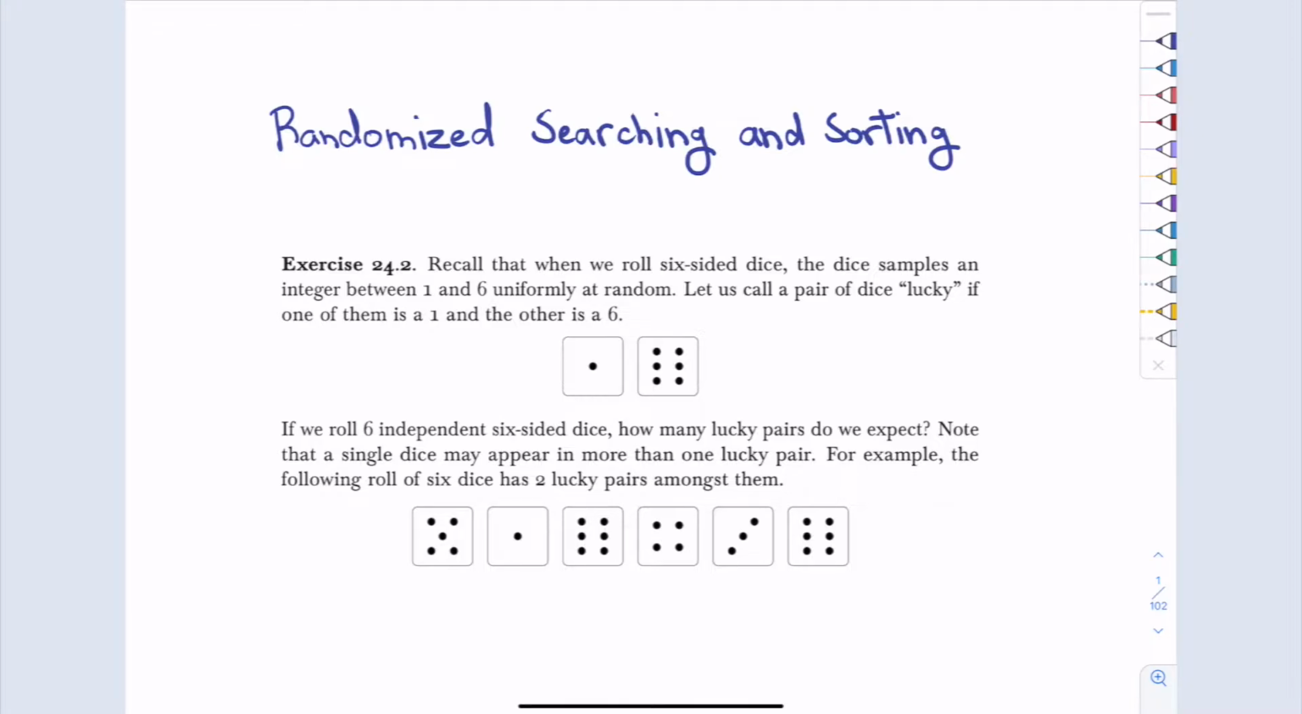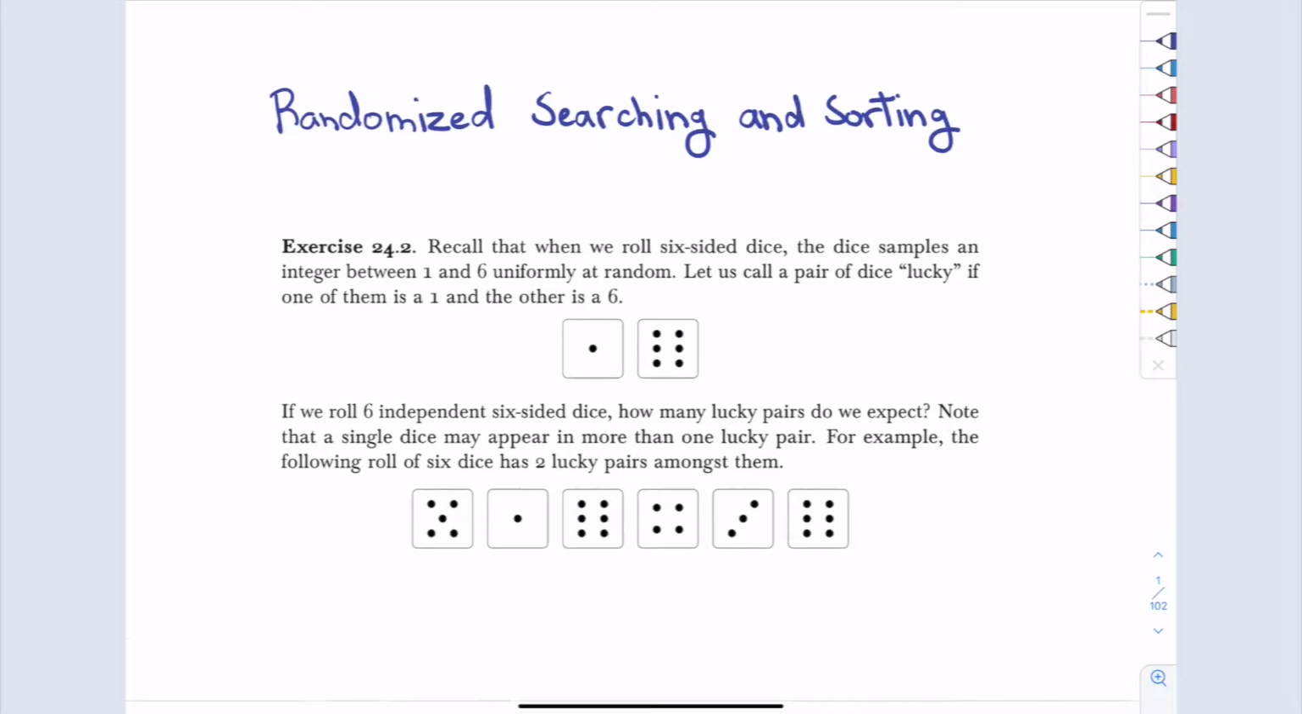Okay, so hopefully we're all in the right place, and hopefully this is randomized algorithms. Please let me know. If not, I will leave. Okay, let's get the boring stuff out of the way first.